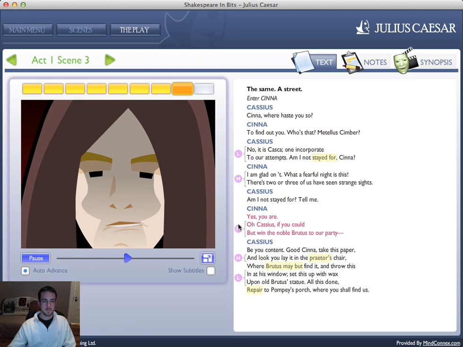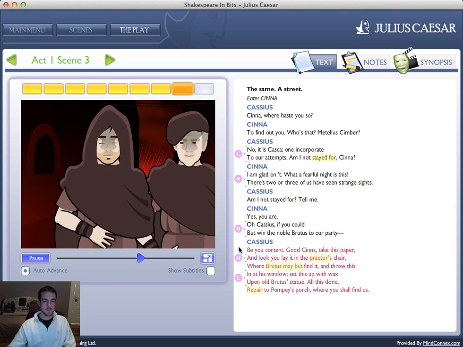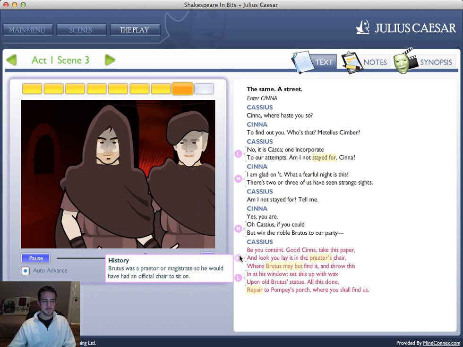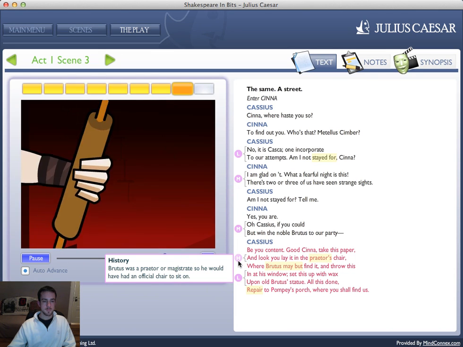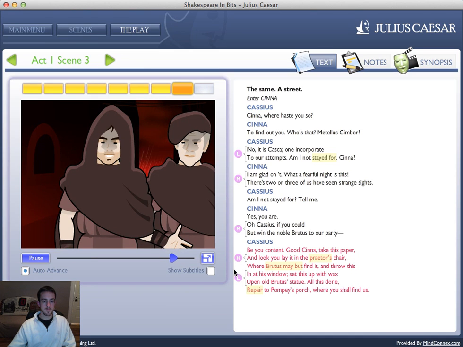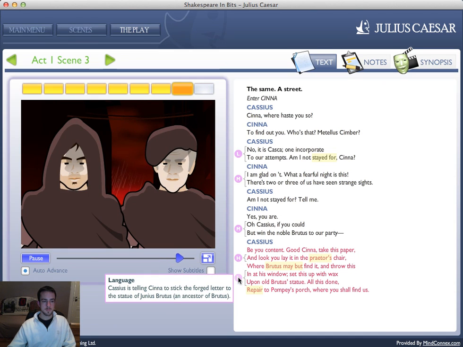Oh, Cassius, if you could but win the noble Brutus to our party. Be you content. Good Cinna, take this paper, and look you lay it in the praetor's chair where Brutus may but find it. And throw this in at his window. Set this up with wax upon old Brutus's statue. All this done, repair to Pompey's porch, where you shall find us.